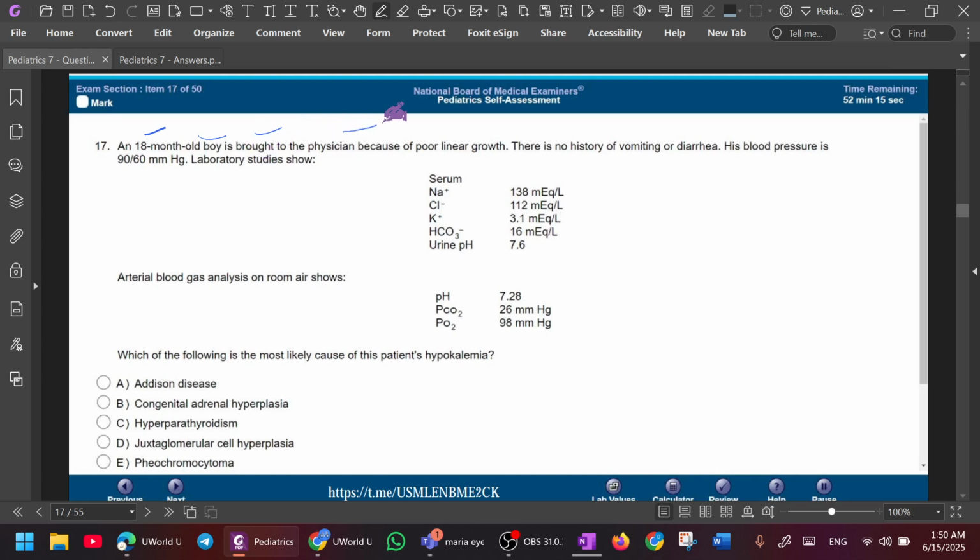An 18-month-old boy is brought to the physician because of poor linear growth. There is no history of vomiting or diarrhea. His blood pressure is 90 by 60. Sodium is 138, chloride is 112, potassium is low at 3.1, bicarbonate is 16, urine pH is 7.6. Blood pH is 7.28, PCO2 is 26, and PO2 is 98. So, metabolic acidosis. Which of the following is the most likely cause of this patient's hypokalemia?